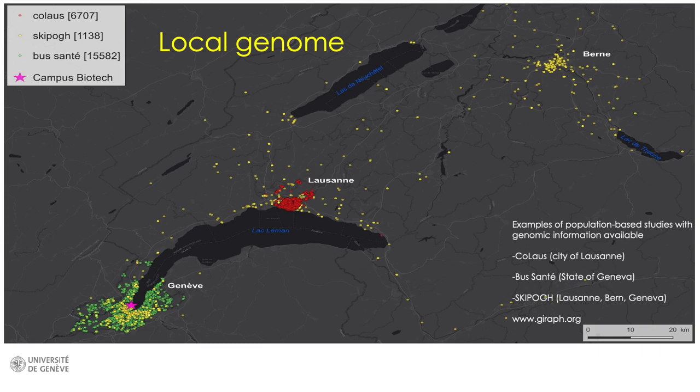Yes, we do. We have cohorts now, such as the CoLaus study or the SKIPOGH study, which are run in Geneva, Lausanne, and Bern, for instance, and we have information of thousands of participants about their genomic structure. So let me give you an example now of how our team used a new publication to better understand the effect of variants on diseases.